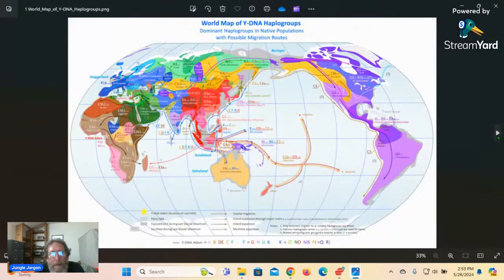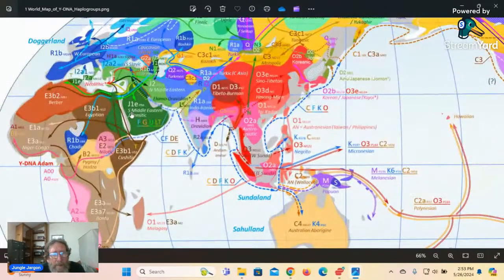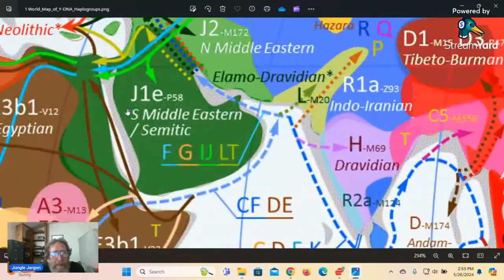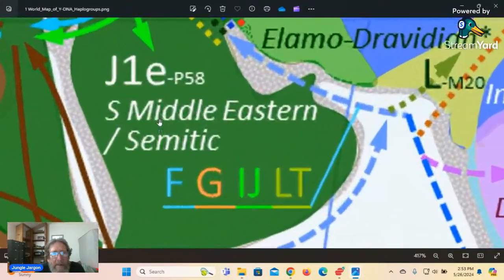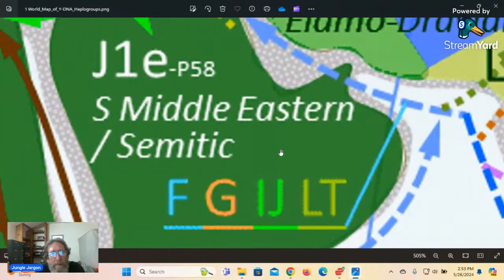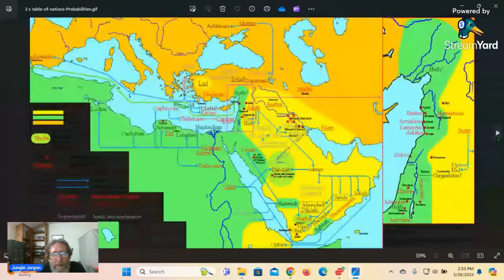Okay. There's our world map. There's anything we need to see here. Except it shows the, well, it shows the J1P58 designated as Middle Eastern and Semitic, which is correct, but it's only one lineage. It's the descendants of Aaron, J1P58, as we just saw.